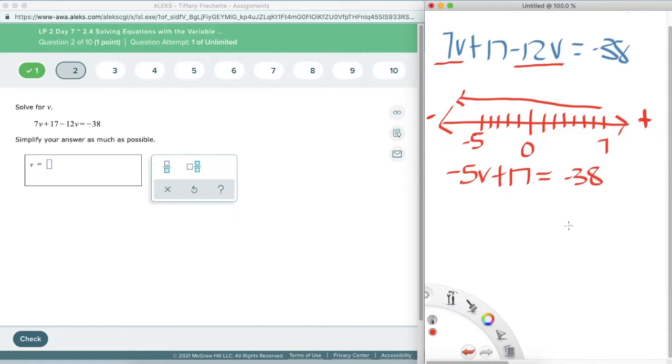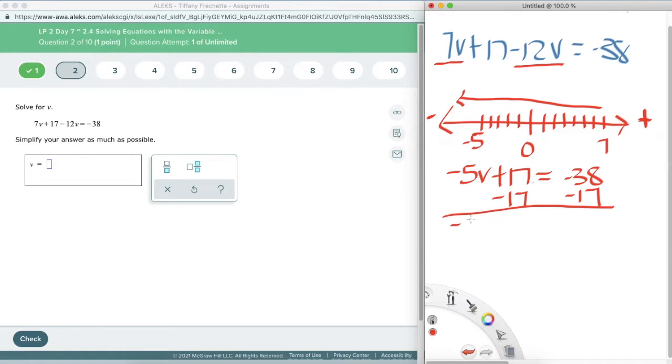All right, now we can start to solve this. We've gone all the way through PEMDAS. So first, we ask what's being added or subtracted on the same side as a variable. This negative 5 is not being subtracted, it's being multiplied, so be careful about that. 17 is the one being added. So I'm going to subtract 17 from both sides, and this is the subtraction property. I can subtract the same thing from both sides, and I'm not changing the equation. Again, I'm just moving things around so that I can get v by itself.